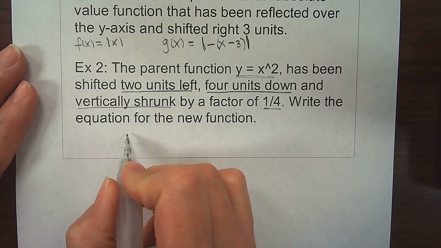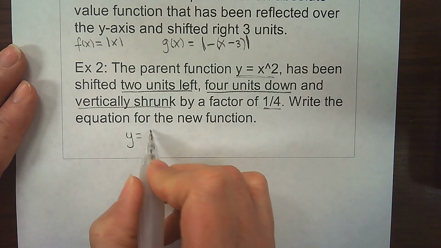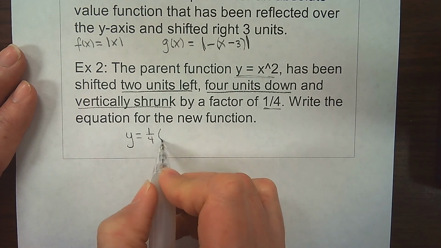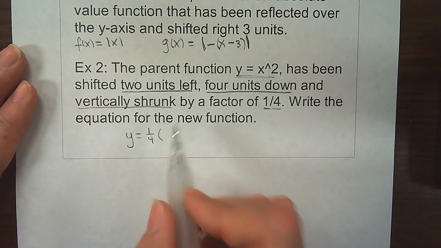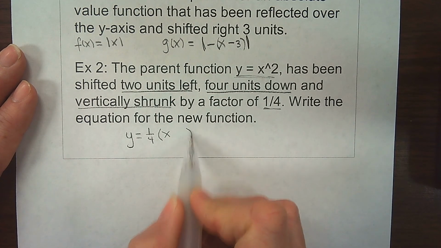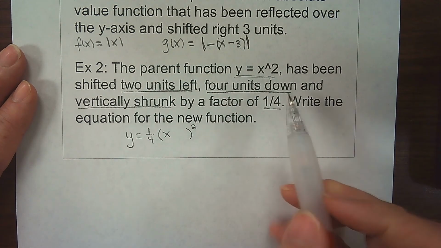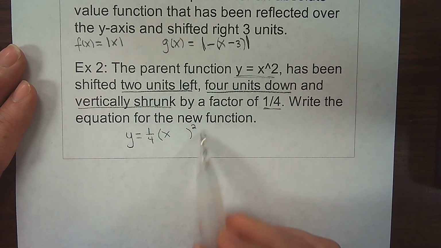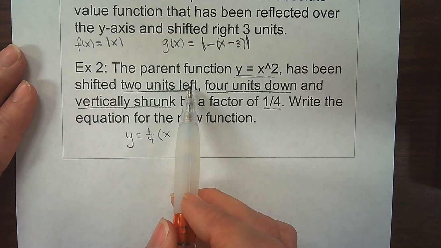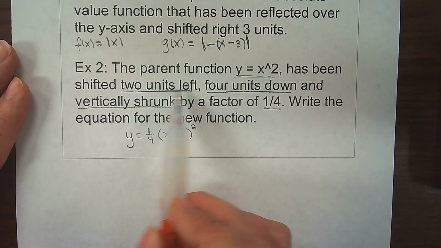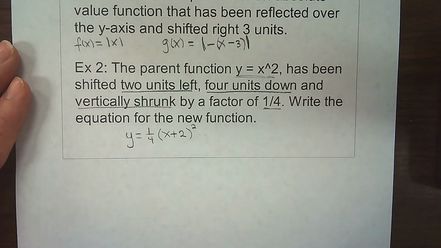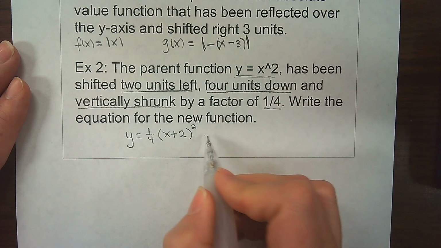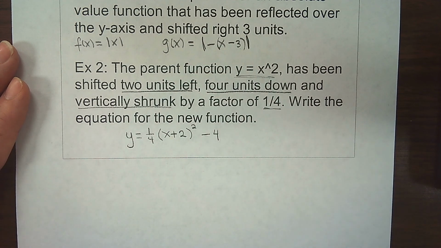So let me write down y equals 1/4 times, and now because there is a shift left, something is going to get done to the x before the squaring, and because there's a shift down, something's going to happen after the squaring. Okay, so for the horizontal, remember that we sort of think counterintuitively, so 2 units left instead of minus 2 is really plus 2, but 4 units down is, in fact, a minus 4.